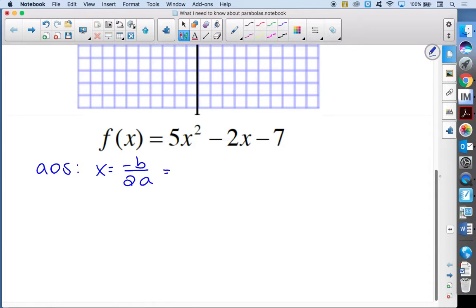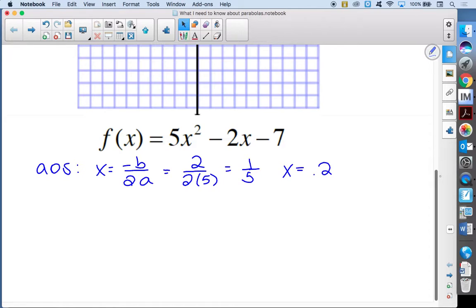And then when you're taking negative 2 and you're plugging it into something already negative, it's a positive 2. So you got what for the axis of symmetry? 1 over 5. Or you could have written it as 0.2. That's a fraction that divides evenly, so you don't have to round that. So 0.2, 1 over 5. Either one is fine. You're taking 2 divided by 10, which is 1/5.